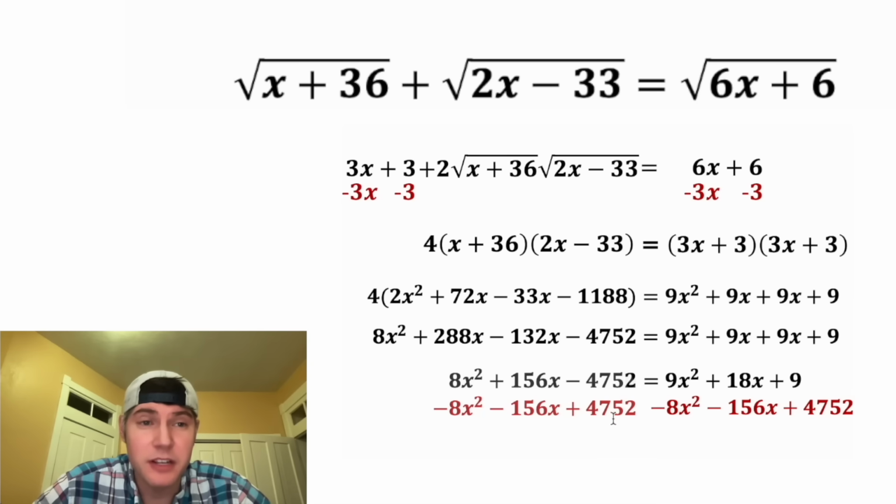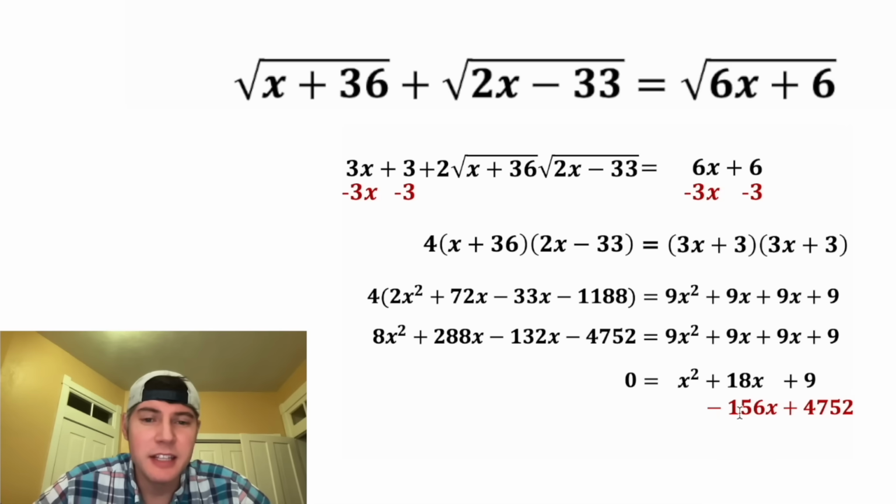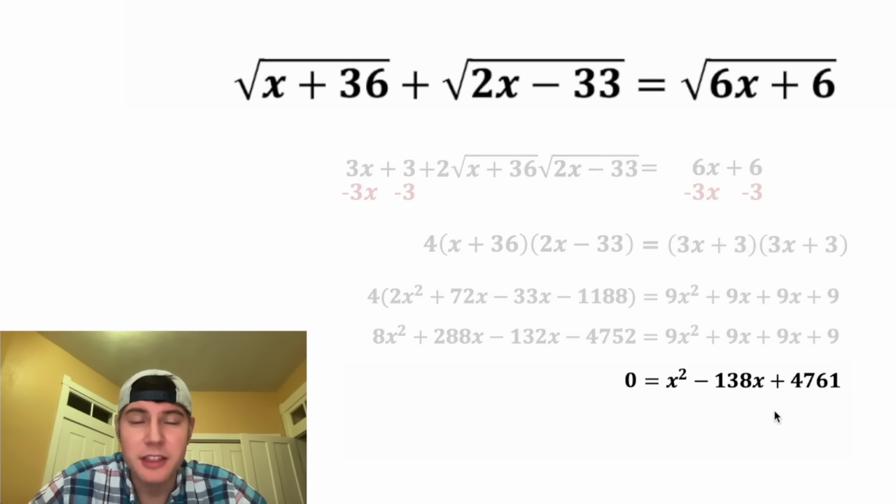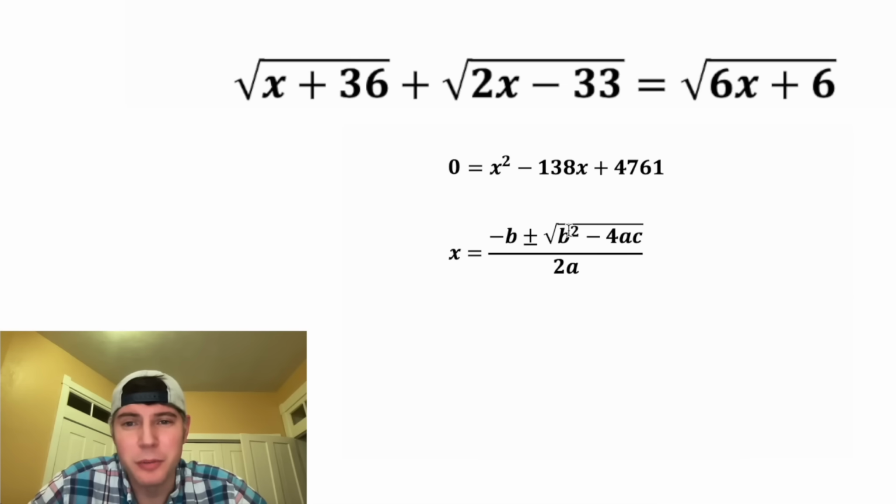All this stuff on the left-hand side is going to cancel, so we're going to have 0. On the right, 9x squared minus 8x squared is just x squared. And then 18x minus 156x is negative 138x. And then 9 plus this is 4,761. So we just did all of this work to get this quadratic. Let's use the quadratic formula to solve it.